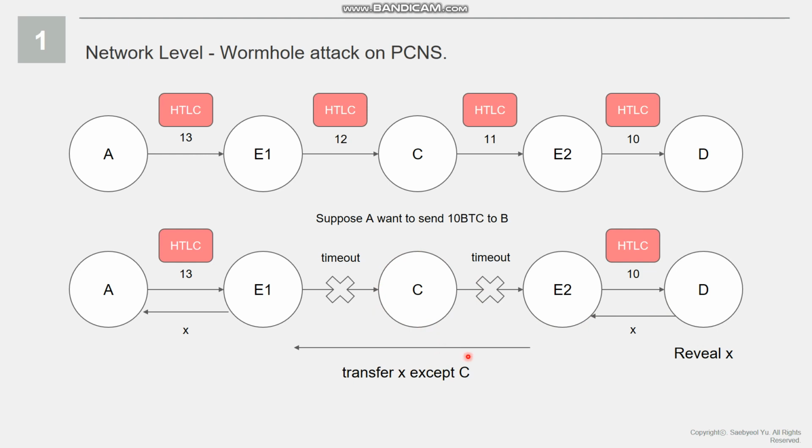In this figure, A wants to send 10 BTC to D, and each hop fee is 1 BTC. When revealing the payment, D sends the secret to E2, and E2 directly sends the secret to E1 without sending it to C. Therefore, from the point of view of C, the payment has failed. Thus, the HTLC is timed out, and E1 and E2 can get C's transaction fees.